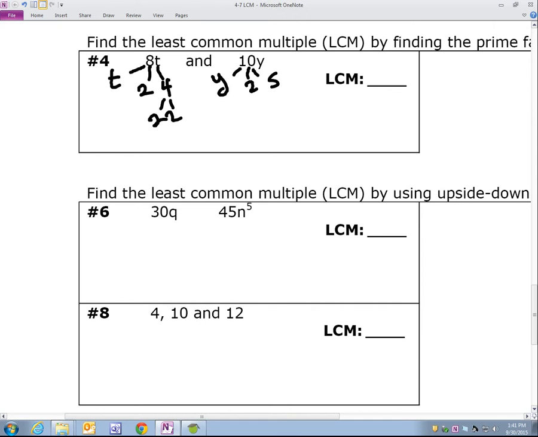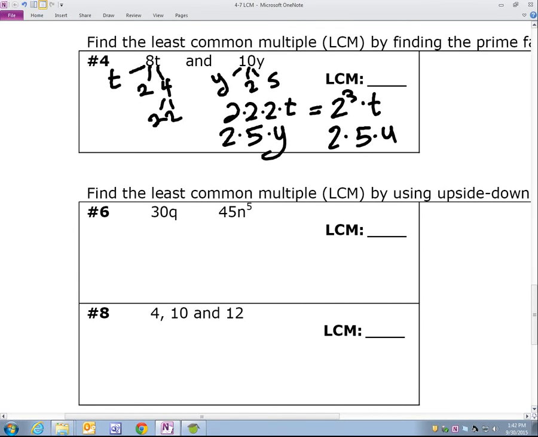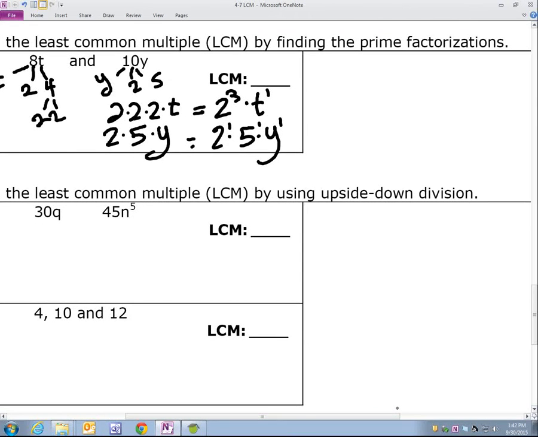So I'm going to go ahead and list these out. 2 times 2 times 2 times t. 2 times 5 times y. And I got 2 cubed times t. 2 times 5 times y. So that's exponential form. Now I have to take the base with the highest exponent and multiply those.